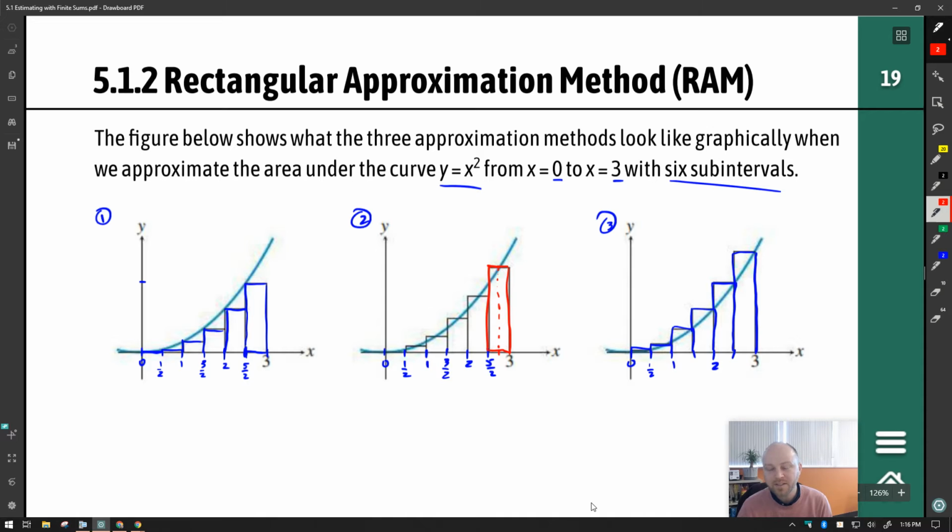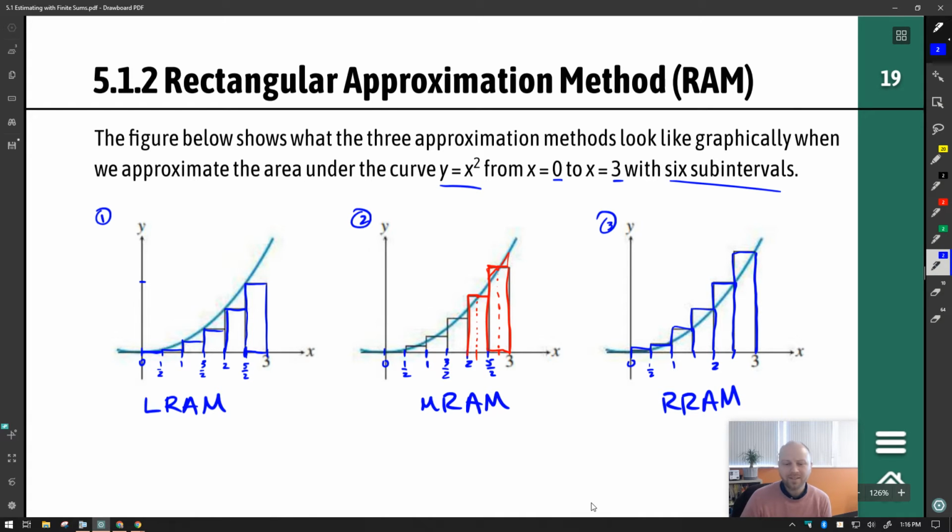And you can probably start to get an idea that MRAM might give a better approximation, because there's not as much of an underestimate like there is in LRAM, and there's not as much of an overestimate like there is in RRAM. And actually, the LRAM and RRAM over and under approximations kind of cancel out with MRAM. So that's kind of a good thing. And here's the middle. There's your midpoint. Go up to the curve, over, and back down. And so that's how you find the heights of the rectangles in MRAM. So let's label these. Here we have LRAM, here we have MRAM, and here we have RRAM.